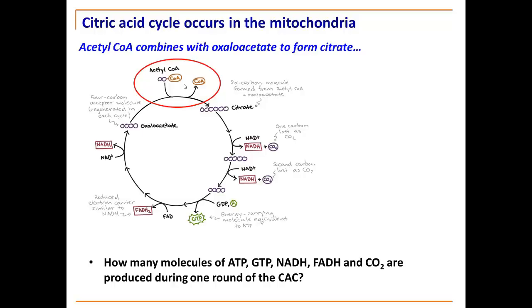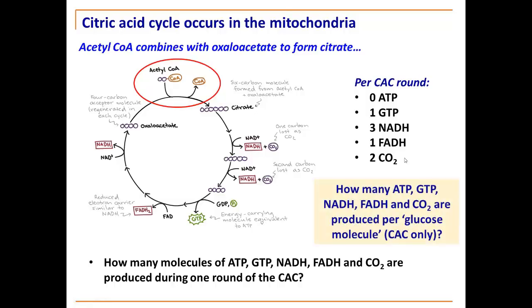Hopefully you said none, because I can't see any. How many GTPs can you see? Boo! 1. We've got 1 GTP. Sorry for the sound effects. How many NADHs? 1, 2, 3. How many FADHs? 1. And how many CO2s? 1, 2. And so there it is. So per citric acid cycle round, from 1 acetyl-CoA, we basically produce no ATPs, 1 GTP, 3 NADHs, 1 FADH, and 2 CO2s.